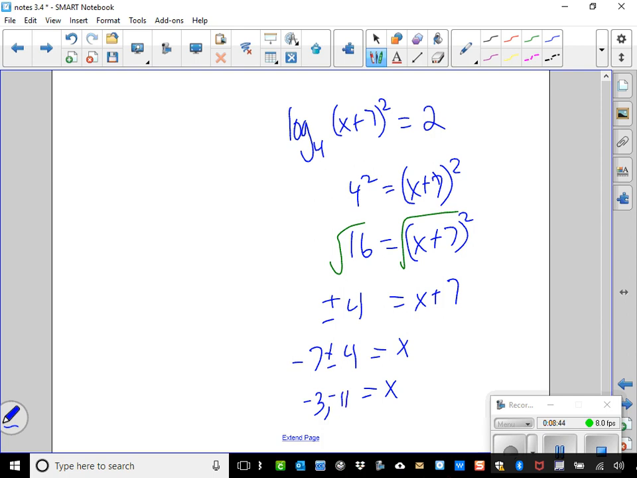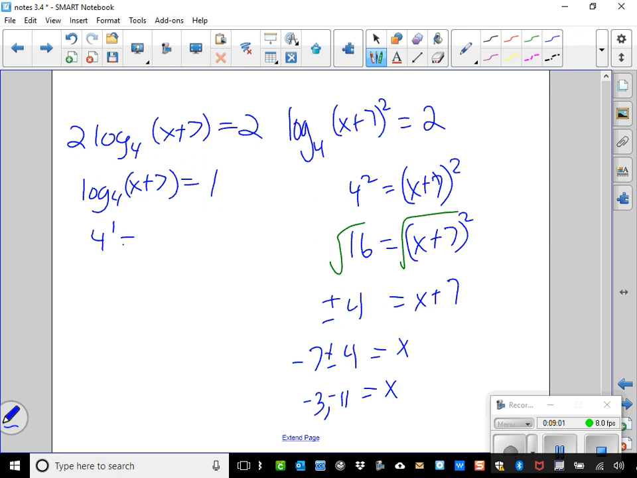So watch if I had moved the 2. If I move the 2 down, I get log base 4 of x plus 7 equals 2. What would you do with the 2 now? Divide it. So you'd have log base 4 of x plus 7 equals 1. And so you'd be like, oh, 4 to the 1 equals x plus 7. You would never know there were 2 answers, right? And so you would have only gotten x equals -3. You've only gotten one of your answers. All right? So that happens with even powers, not odd ones.